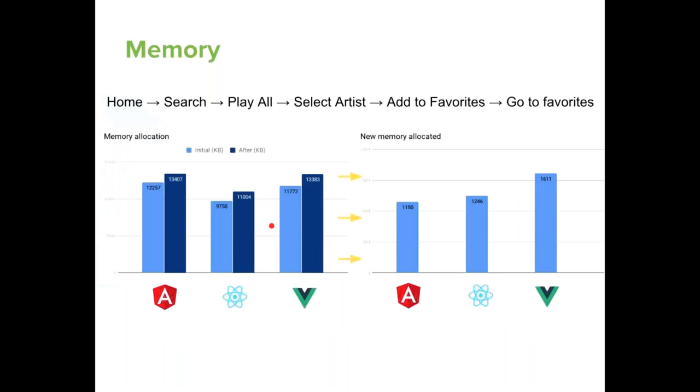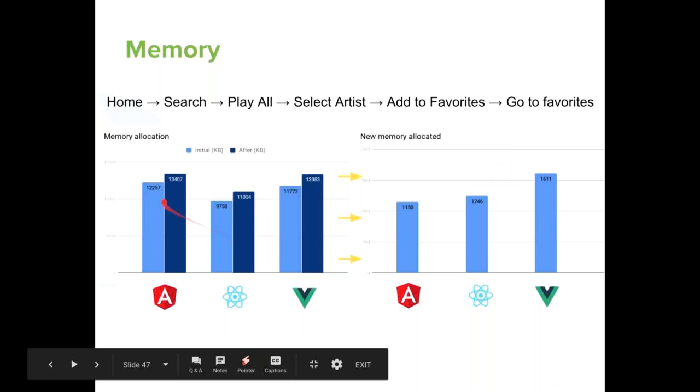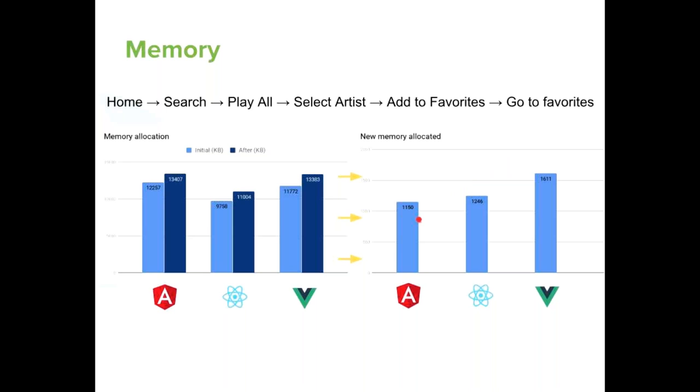But what's important in this statistic is that you can see here on the left the comparison of the initially allocated memory and then after doing all of these steps. And on the right, you can really just see the comparison of how much additional memory it allocated doing all of these steps. So you can see that even though Angular at the end allocated the most memory, between these steps it allocated the least amount of memory. So maybe after doing like 500 actions, Angular could actually be the one that would allocate the smallest amount of memory.